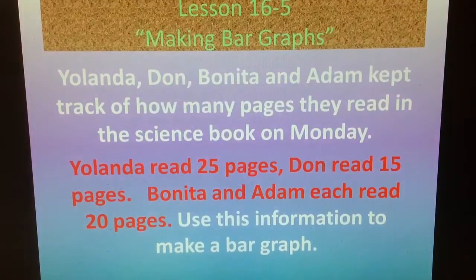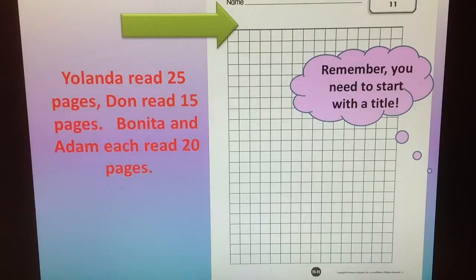Okay, here's a problem we made a bar graph of today. The problem says Yolanda, Dawn, Benita, and Adam kept track of how many pages they read in the science book on Monday. Yolanda read 25 pages, Dawn read 15 pages, Benita and Adam each read 20 pages. And then the question asks us to use this information to make a bar graph. So we took it step by step as a class.